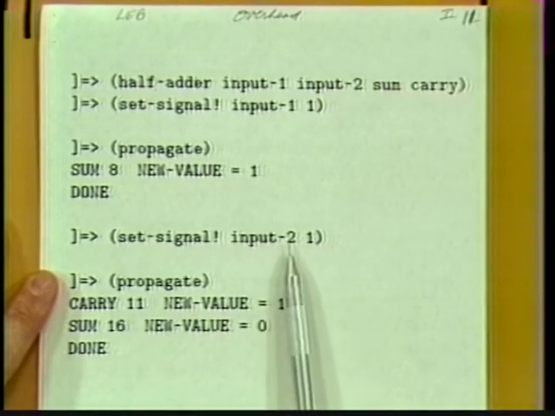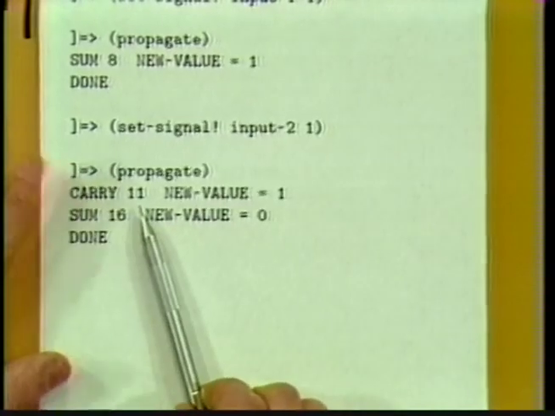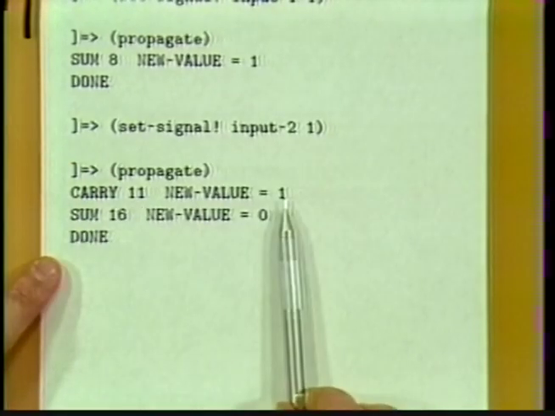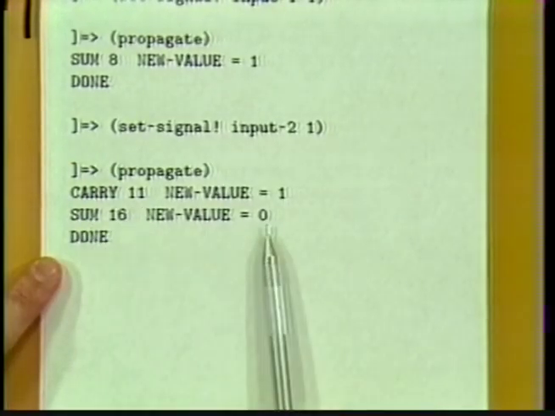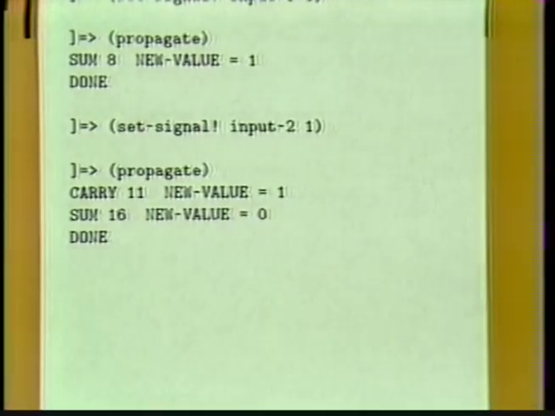Like we set the signal on input 2 to be 1, and at that time if we propagate, then at 11 the carry becomes 1, and at 16 the sum's new value becomes 0. And you might want to work that out if you like about the digital circuitry. It's true and it works, and it's not very interesting, but that's the kind of behavior we get out of this thing.